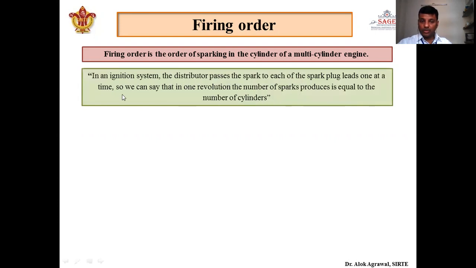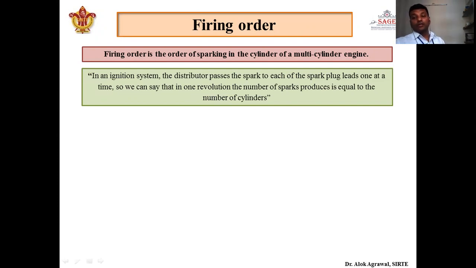In an ignition system, the distributor passes the spark to each spark plug. The distributor supplies spark to the spark plug leads one at a time. If there are four cylinders, only one cylinder can be sparked at a time. So in one revolution of the crank, the number of sparks produced is equal to the number of cylinders.